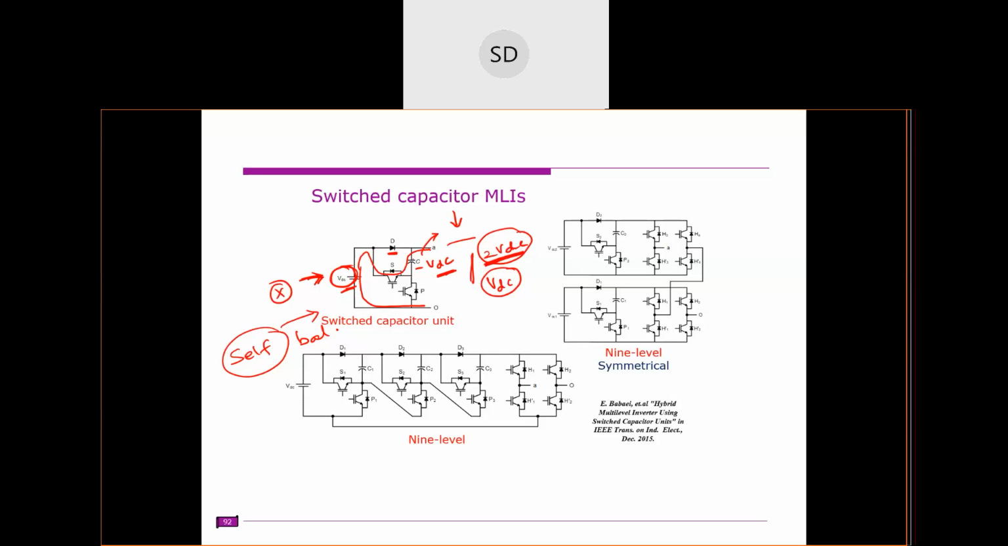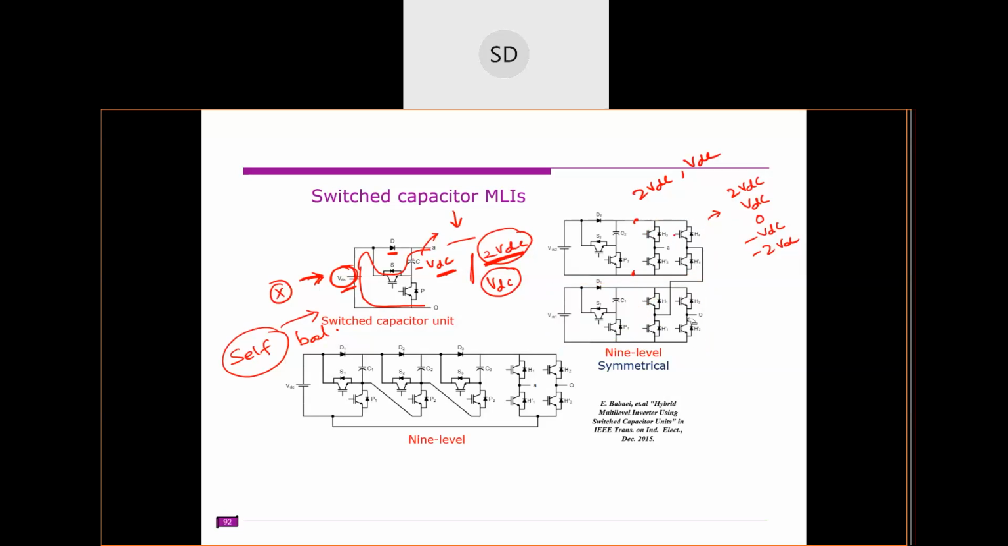So there are two ways to expand this one. One is, ignore this one just for the time being. Here you are getting 2 VDC and VDC, and this is given to a polarity generator. Therefore the levels will change from plus 2 VDC, VDC, 0, minus VDC and minus 2 VDC. So this 0 level is obtained from the polarity generator, right? Clear? So this is how the switched capacitor topology works.